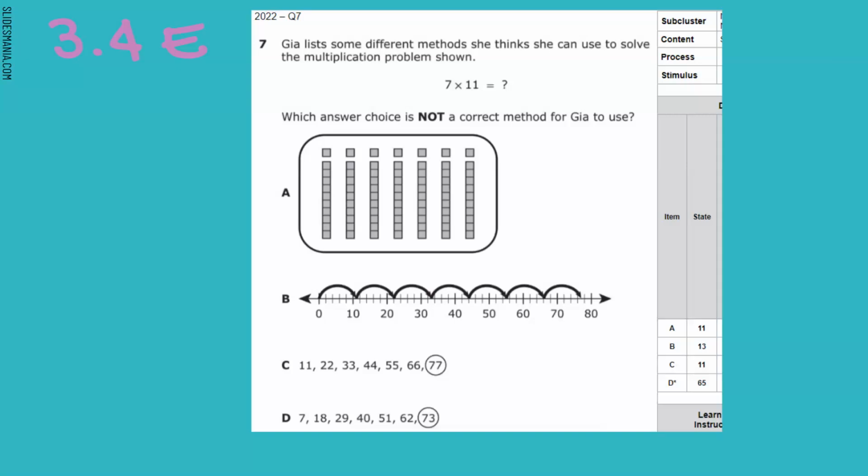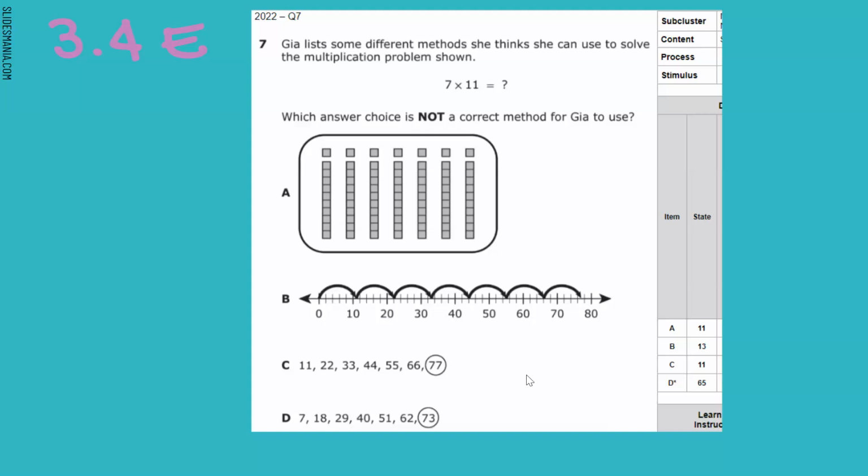This problem was from 2022. Gia lists some different methods she thinks she can use to solve the multiplication problem shown. 7 times 11, I like to also say 7 groups of 11. I like to say it both ways so that students know what multiplication means, okay? And so this one, again, we have another not question, right? Which answer choice is not a correct method for Gia to use?